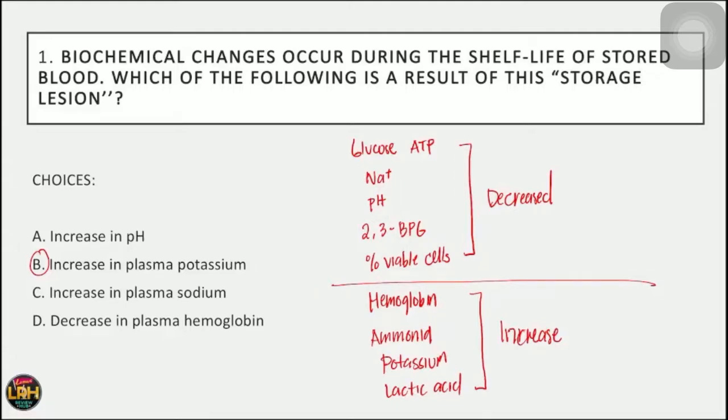With this observation, we can also understand the oxygen dissociation curve. So what we can observe during storage lesion is a shift to the left, meaning there will be an increase in hemoglobin and oxygen affinity, so less oxygen will be delivered to the tissue. So for this question, the answer is letter B. There will be an increase in plasma potassium.